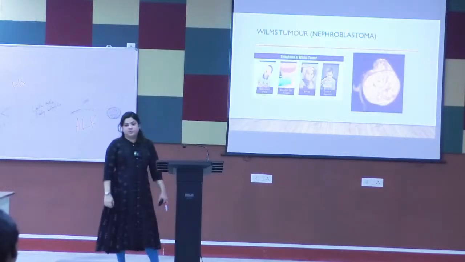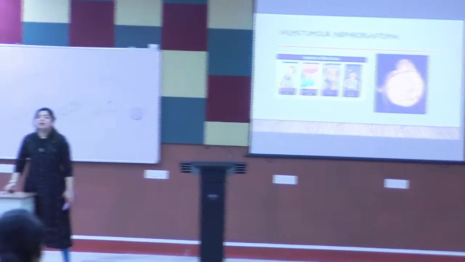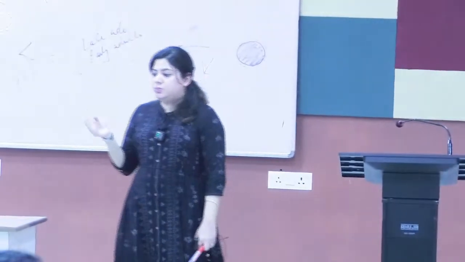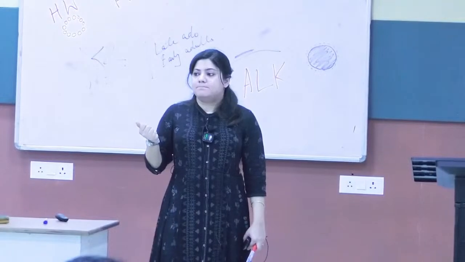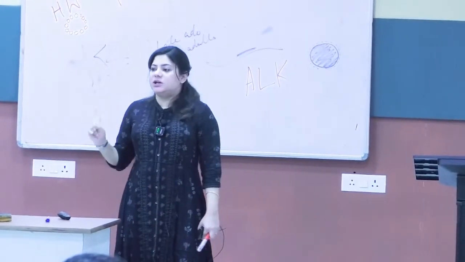Next, Wilms tumor. Nephroblastoma. So, Wilms tumor is a tumor which shows the relationship between organogenesis and tumorigenesis. Chromosome, do you know the Wilms tumor chromosome, gene name? 11p is the chromosome, rather gene. What is its name?